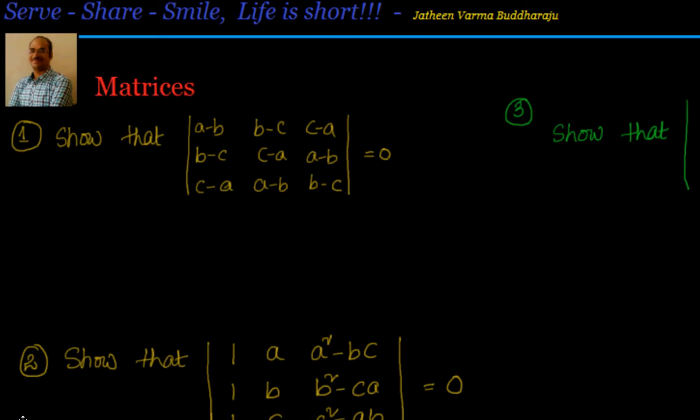We are solving examples as part of matrices and we are solving determinants. Now we have a couple of problems to solve. Let's solve them together. The first one: we have to show that the determinant of this matrix, which has rows A minus B, B minus C, C minus A; B minus C, C minus A, A minus B as the second row; and the third row is C minus A, A minus B, B minus C, is equal to 0.